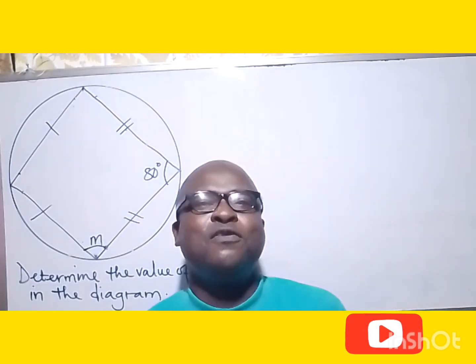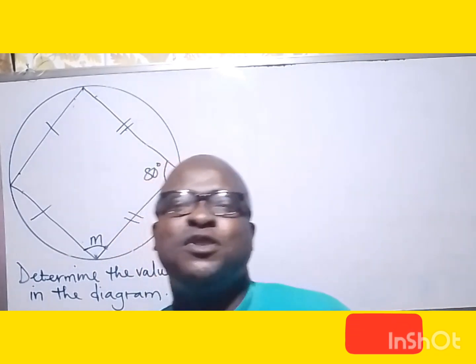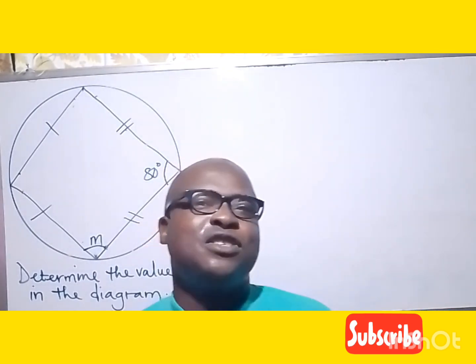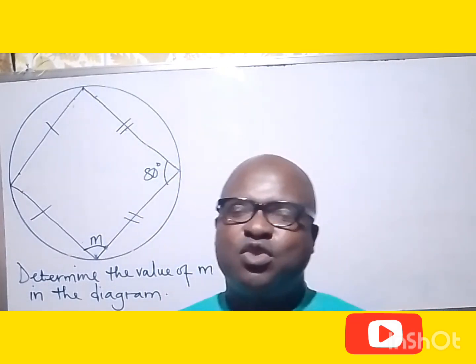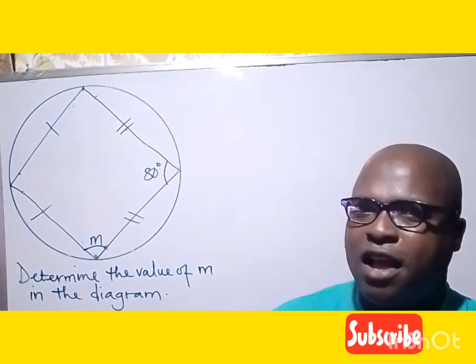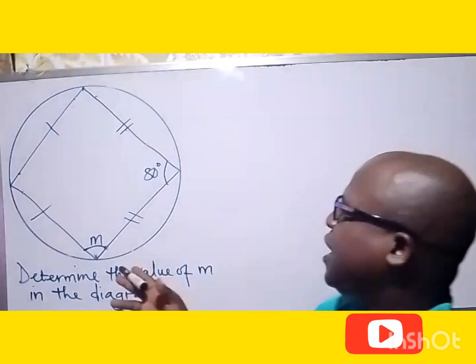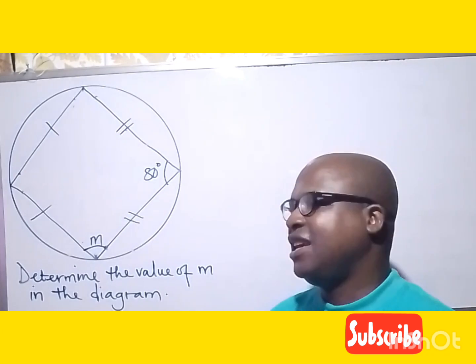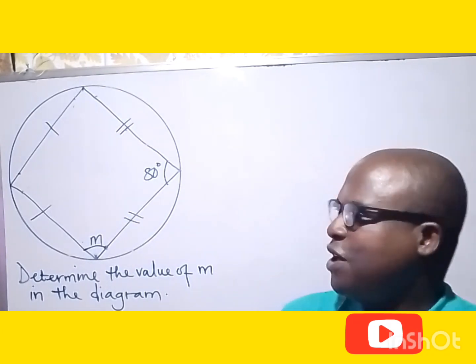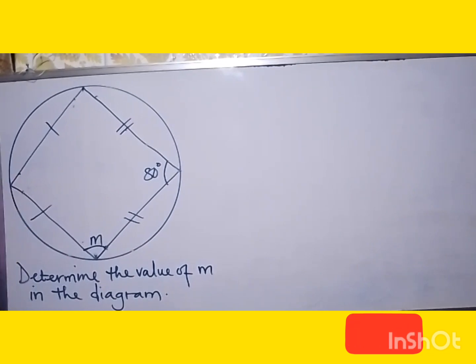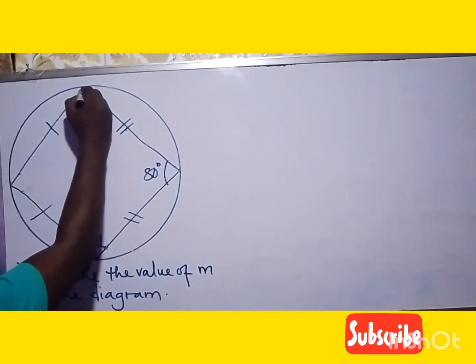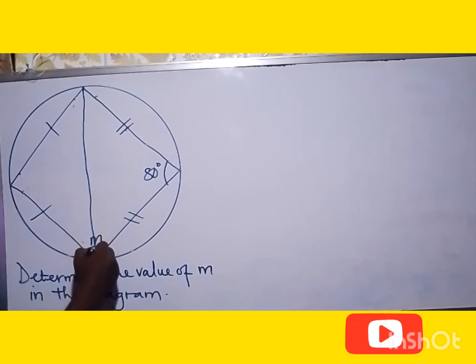For us to solve a question on circle geometry, we have to put into consideration theorems that are associated to the problem that you are going to solve. Looking at this particular question now, I cannot find the value of this m directly. I have to make some manipulations with this drawing here. So the first thing I will do is to divide this into 2. So I've divided it into 2. I can label this side A and label this side B.